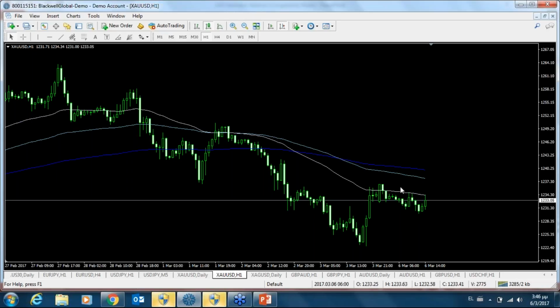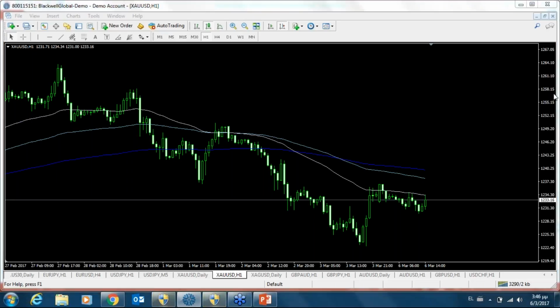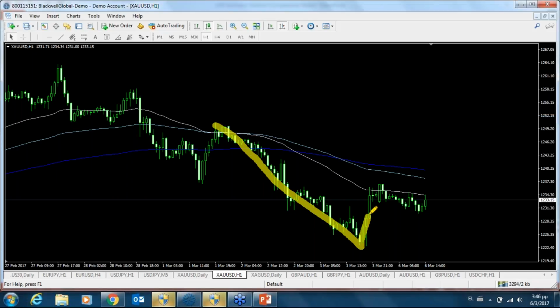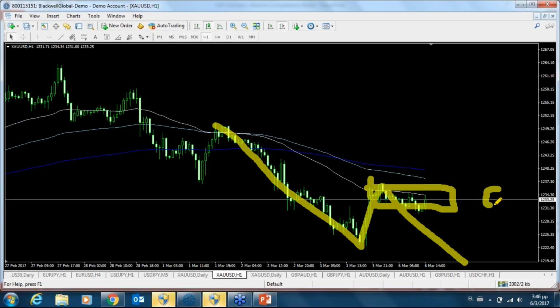This is a good sign sometimes, because if I were to very quickly draw a potential ABCD, this is what I'm looking at. There may be a downward sort of momentum because it found resistance here at this zone. This zone here is your C point.